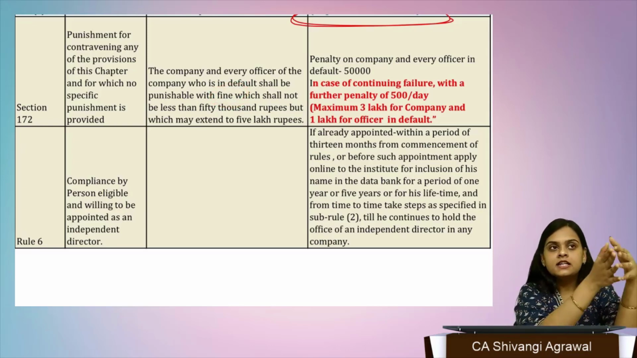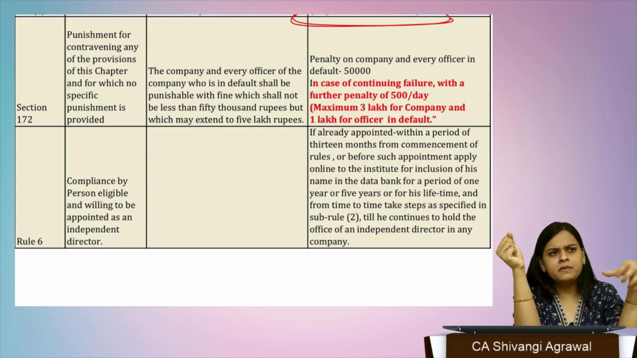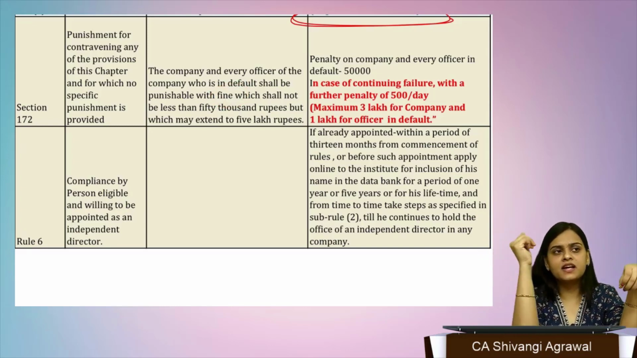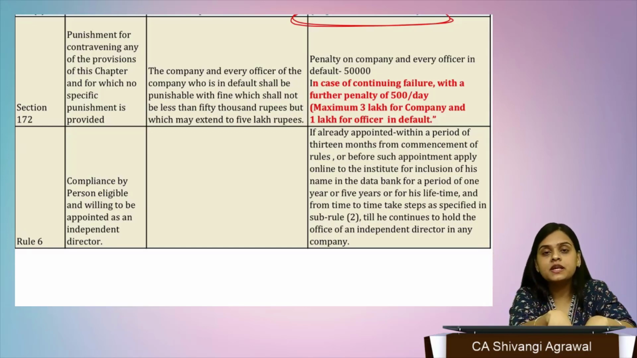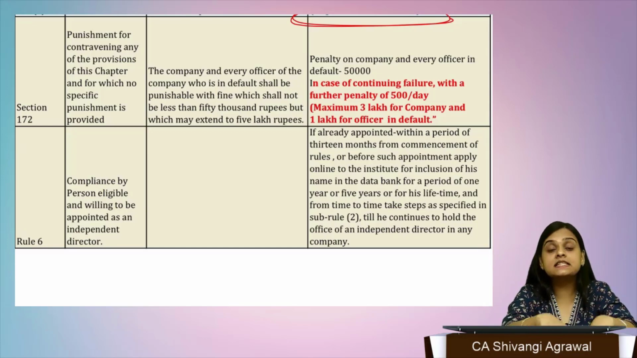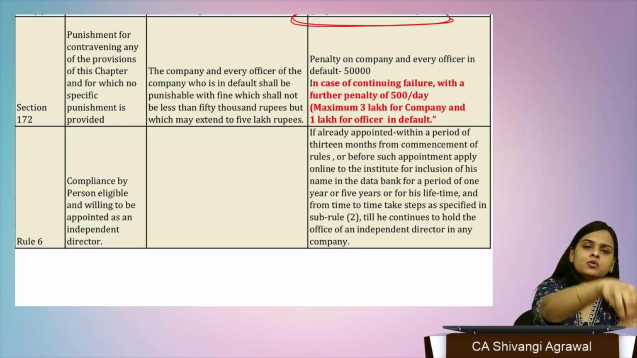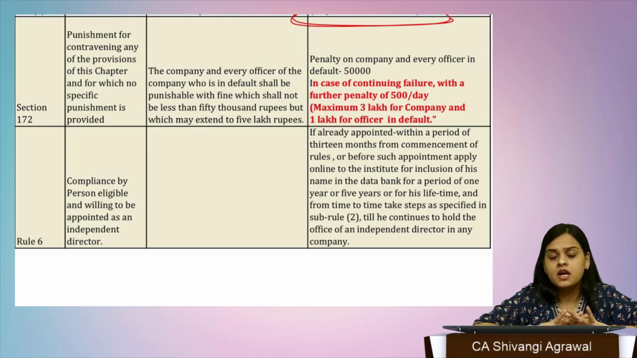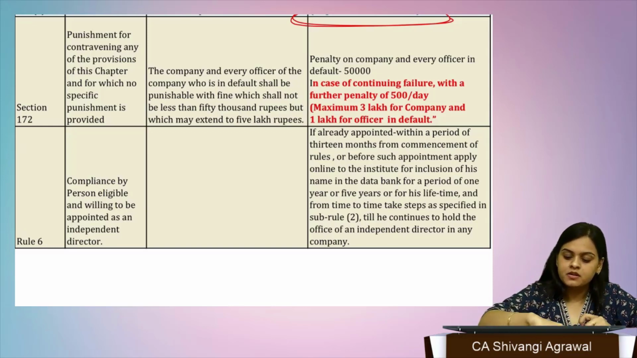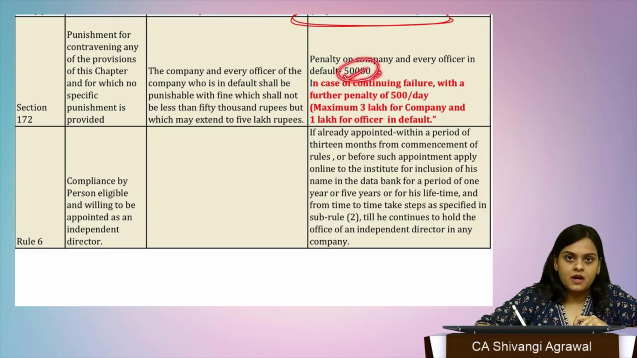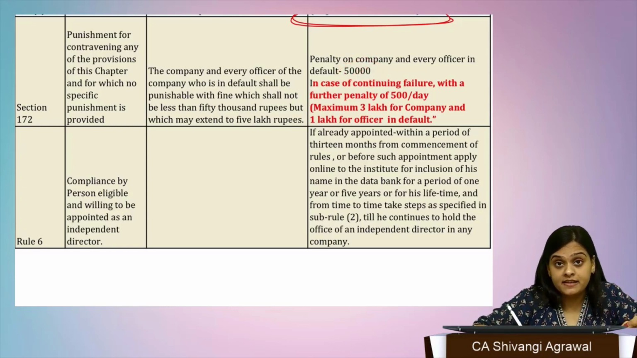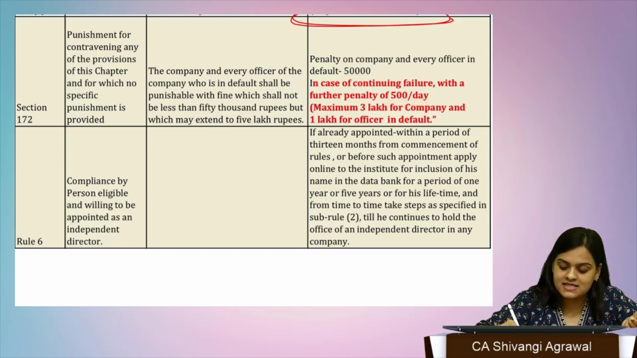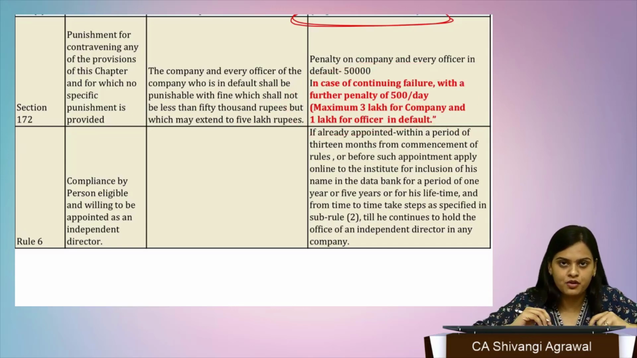Whenever you are seeing fine, there will be a range which has been given to you: minimum fine 50,000, maximum fine 5 lakhs. So your case will go to the adjudicating authority. Based on the circumstances, they will decide and a fine order will be generated. But when I'm talking about penalty of 50,000, if you do that offense, straight away penalty of 50,000. So it simplifies the whole thing. So here straight away penalty of 50,000, and if you continue that failure despite that, then again 500 per day, maximum 3 lakh for company and 1 lakh for officer in default.